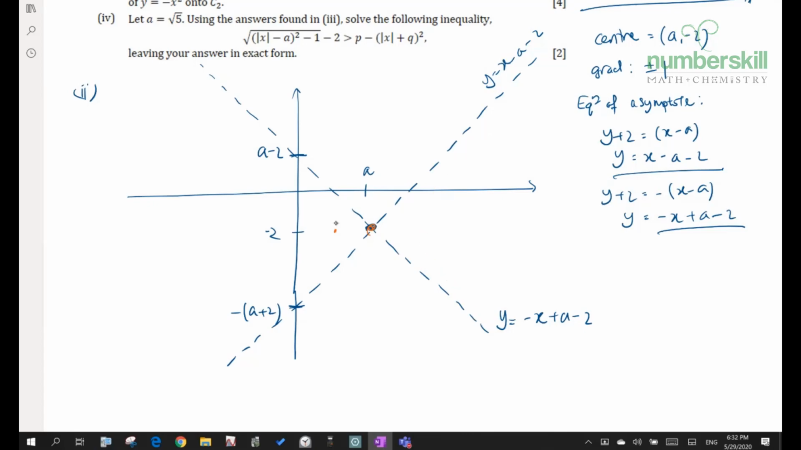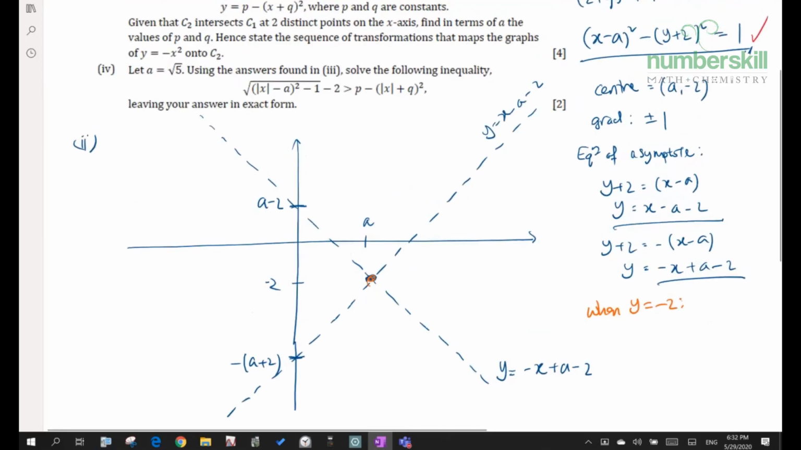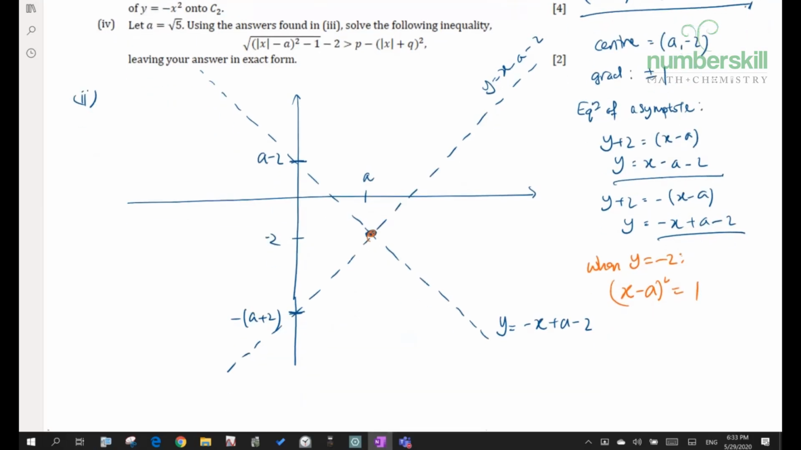Now, normally we go to a GC, but even GC can't tell you much. So what you want to do is pretty obvious. Substitute in when y is equal to -2. So you put in y equal to -2 where? Here, of course. So you want to find the x, right? You already know that they are on the same level as -2. So when y is equal to -2, x minus a squared is equal to 1. So your x minus a is going to be plus minus 1. So x is going to be a plus 1 or a minus 1.